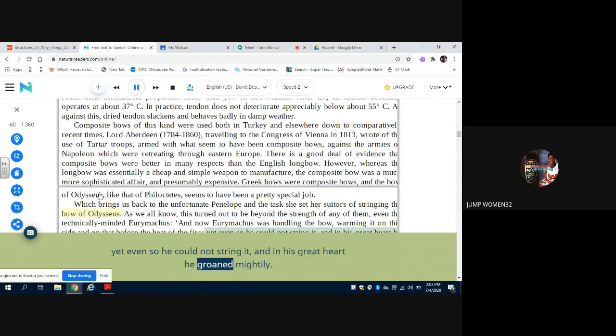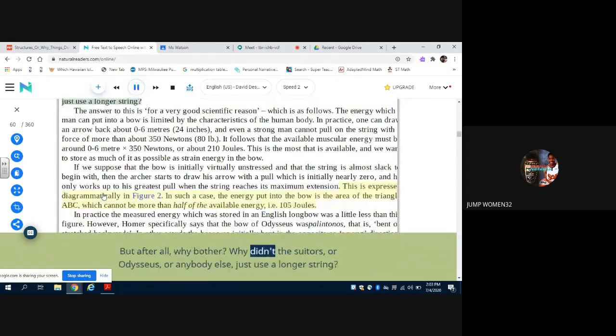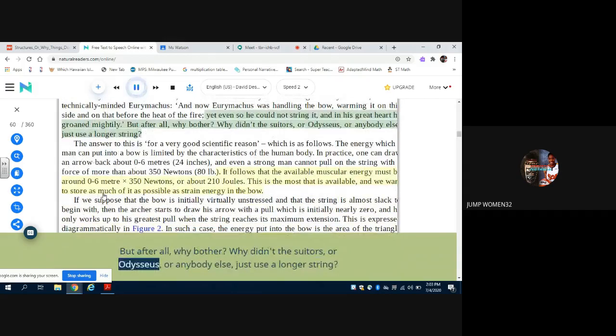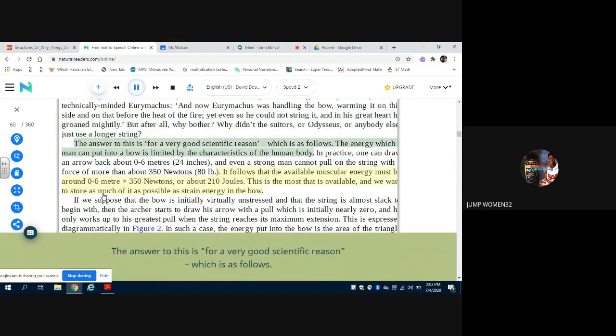But after all, why bother? Why didn't the suitors, or Odysseus, or anybody else, just use a longer string? The answer to this is for a very good scientific reason, which is as follows.